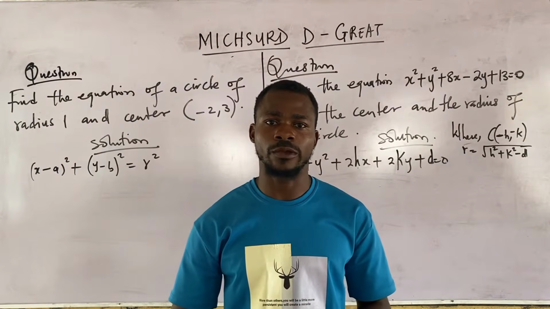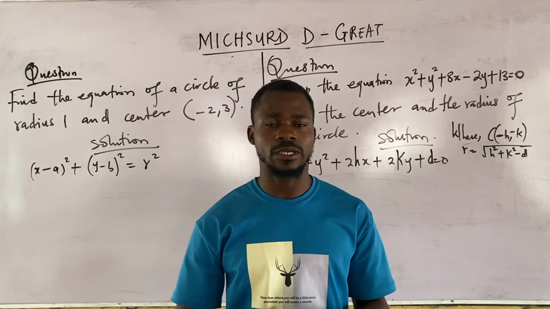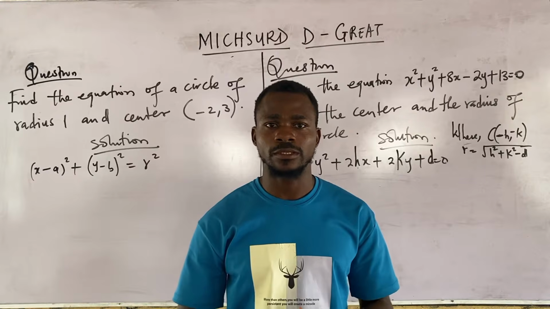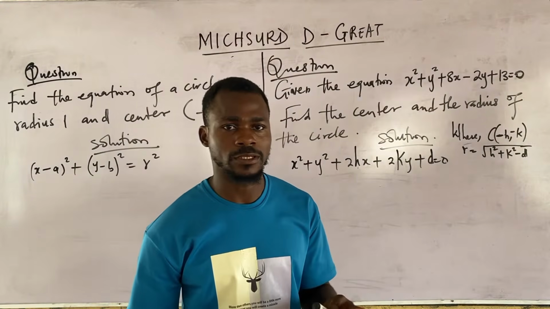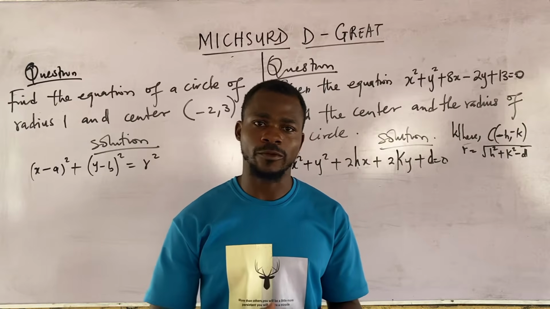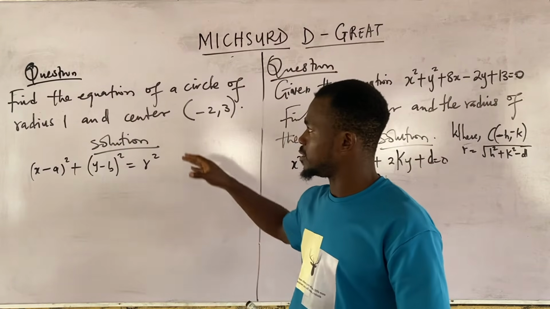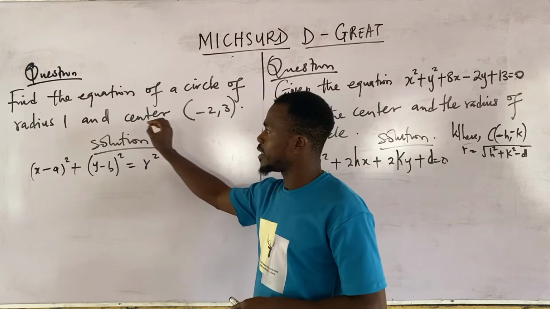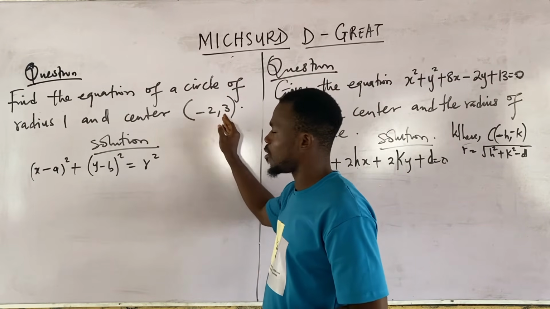Hello students, welcome to today's class. So today we are going to be solving questions on circle geometry. So it's a revision on circle geometry, so we'll be solving a lot of questions today. One of the questions we are going to look at is to find the equation of a circle of radius 1 and center (-2, 3).